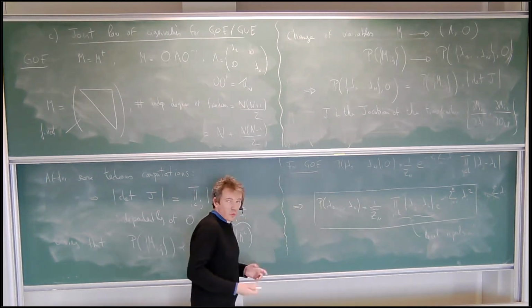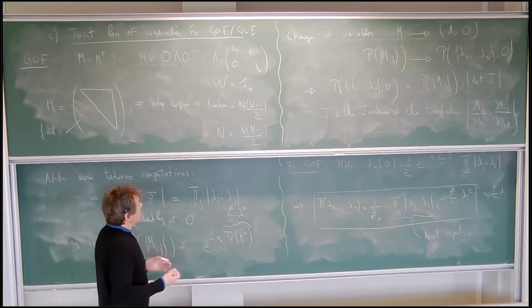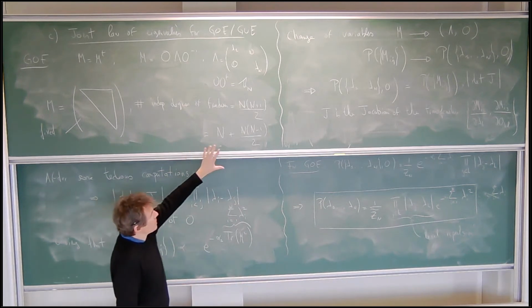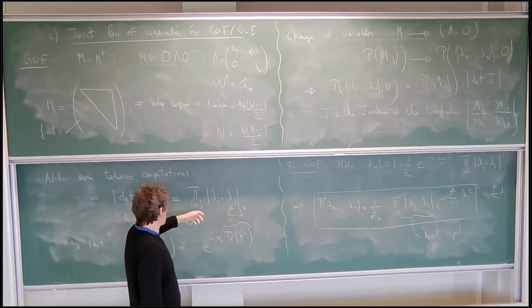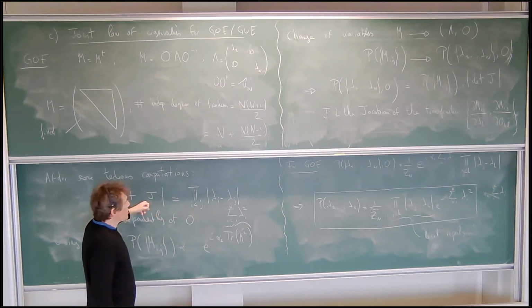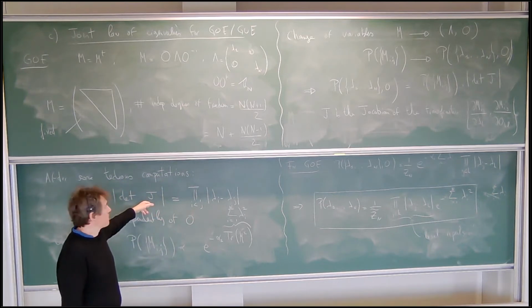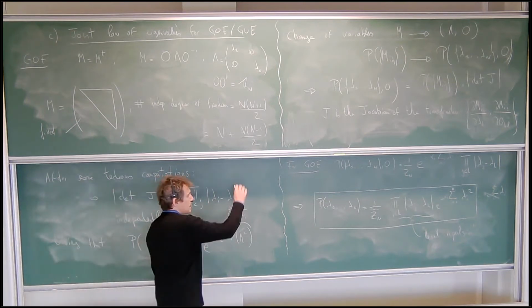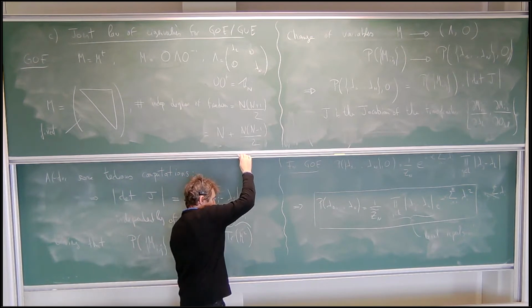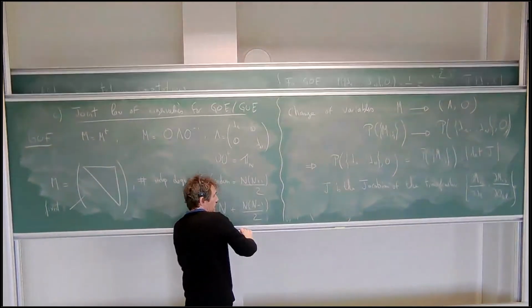Now you could ask what happens for GUE. Well, for GUE, the things will be slightly different because, as you could expect, the Jacobian will be a bit different. And in fact, that's true. It is different, but only slightly different. And the answer for GUE, let me write it maybe.